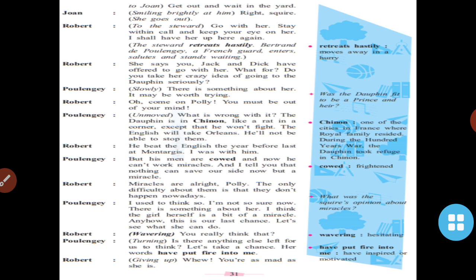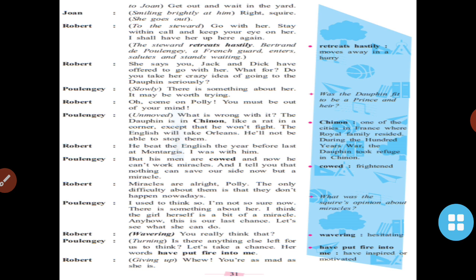Now Robert is saying here again, I was with him, Polanyi, but the man is cowed. Cowed means frightened, डरा हुआ. Now he can't work miracles, and I tell you that nothing can save our side now but a miracle. Okay, here Polanyi is saying only a miracle can save her, because the war has started and we have to go for the war.